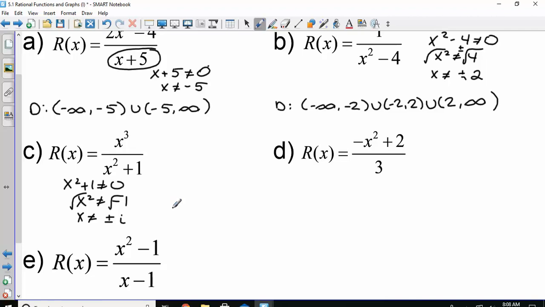No. So what do you think that would make my domain? Negative infinity to positive infinity. If you get an imaginary, then we don't have to consider that. x could be anything. Remember, the domain is just asking what values could you plug in for x. Alright, D. If you set the bottom equal to 0, does 3 ever equal 0? No? So what's the domain?